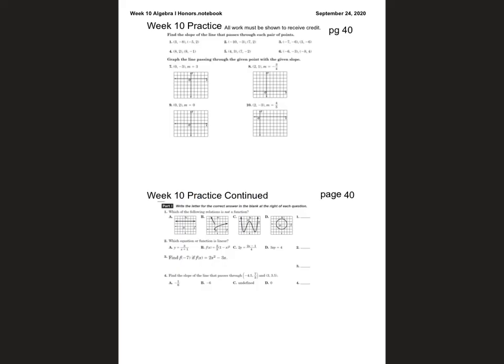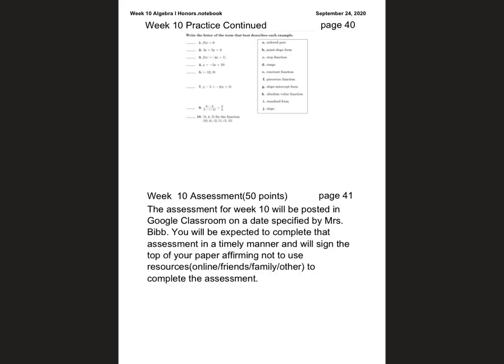Here's your week 10 practice. It looks like you just have these problems. You don't have any problems from the book, just these problems to complete. We will have an assessment at some point.